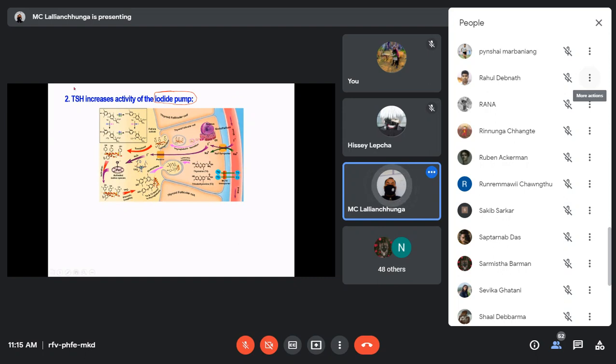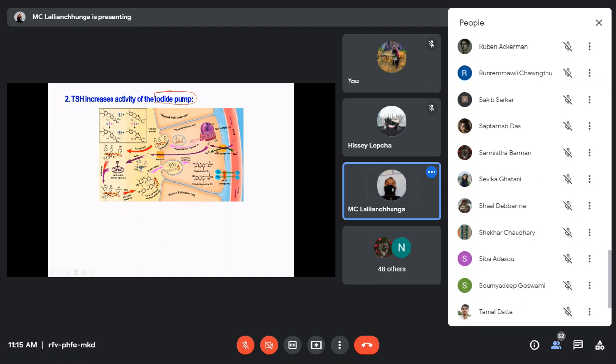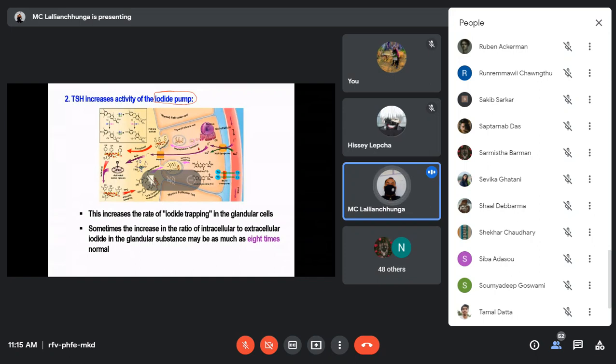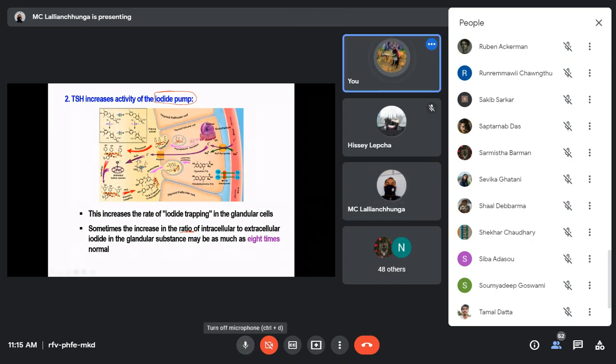TSH will increase the activity of this iodide pump, so that more iodine will enter the cell. That means more iodine will be trapped inside the follicular cells. Sometimes the ratio of intracellular to extracellular iodide in the glandular substance may be as much as 8 times normal. That means the inside of this cell will have a higher concentration.